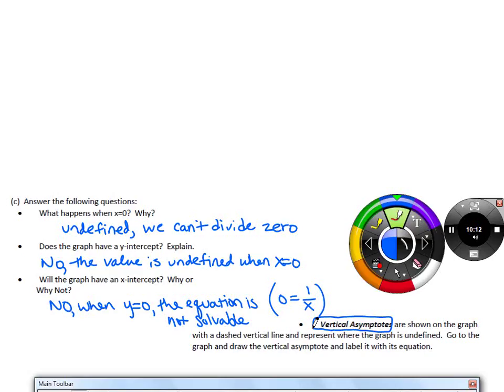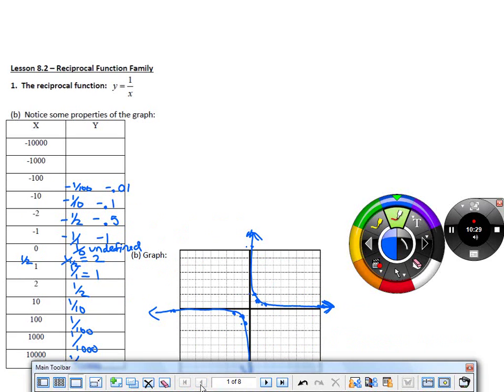That tells somebody you have a vertical asymptote. And it represents where the graph is undefined. So we're going to put our vertical asymptote on our graph because it has one. Was there an x value that made this function undefined? Yes. So we want to show that on the graph.